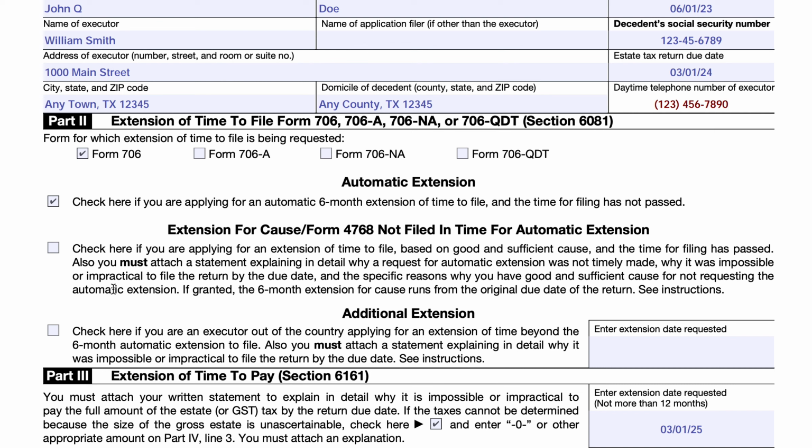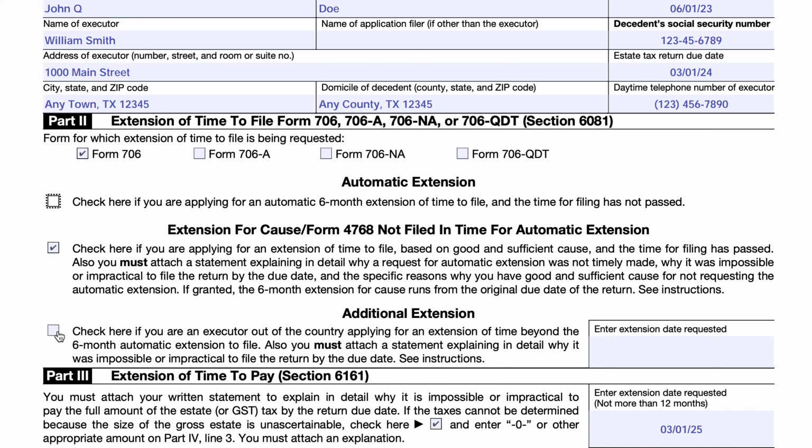So if this is approved, then your 6-month extension will run from the original due date of the return. So again, if we put this into place now, if we check this now, and the recording date is April 5th, let's just say, then if we got an extension under this circumstance, the revised due date would be September 1st, 2024, not October 5th. So that's how that would work.